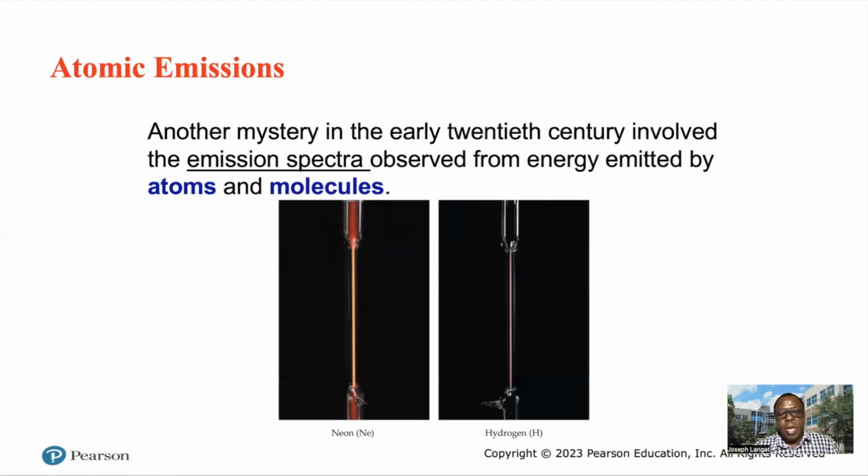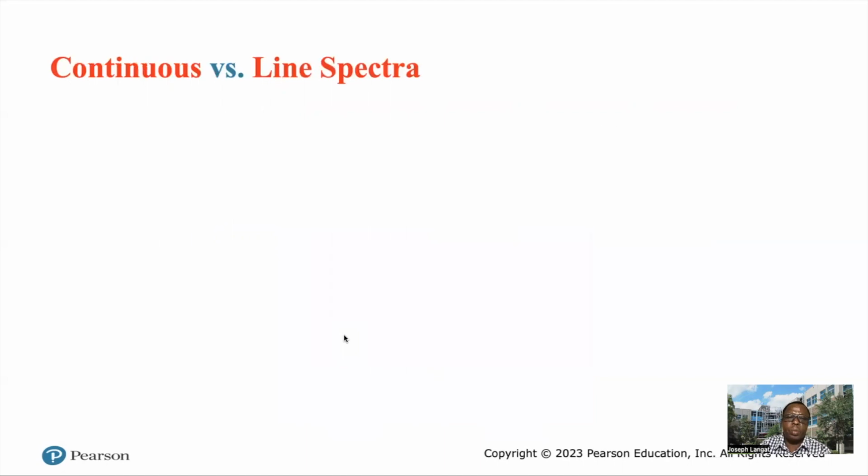Emission spectra: different elements emit light of different colors. This was observed in the early 20th century: gases of different elements in an evacuated glass tube, when excited with electric current, emit line spectra. We call this the emission spectra for different elements.